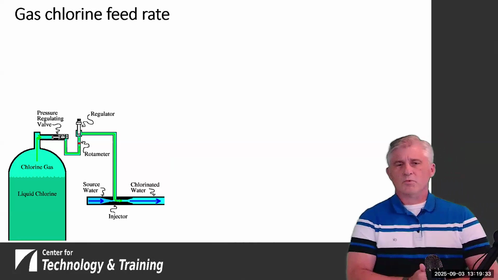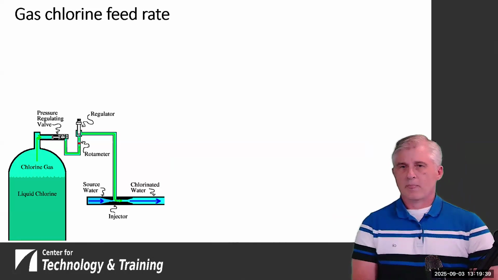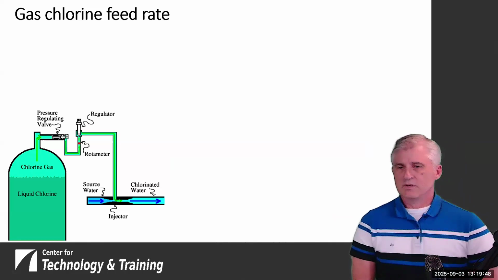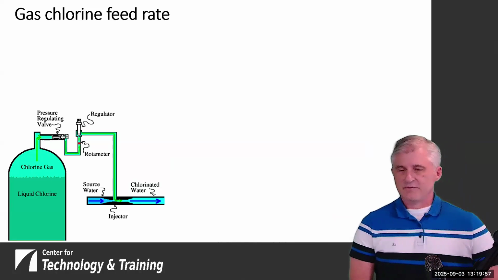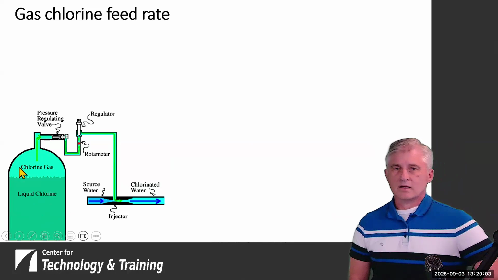Okay, so now we'll move on and we're going to talk about the different types of chlorination. There are 3 different ways that chlorine is typically added to water systems. It could be as a gas, as a liquid, or as a solid. We'll first start talking about gas chlorine feed rates. As you can see, the canister is a liquid, and there's a gas at the top. So we take that gas off, and that's what gets injected into the water stream.